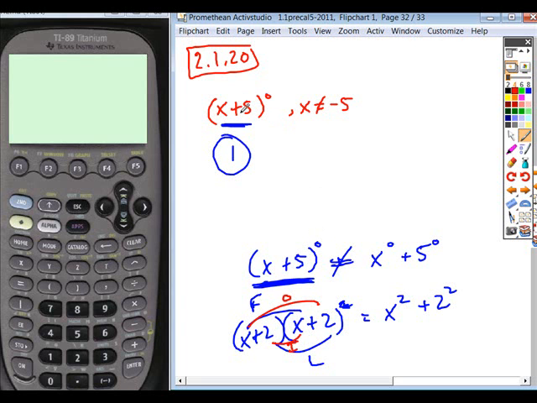Any other homework questions that you have from chapter or the 2.1 section? Connor?